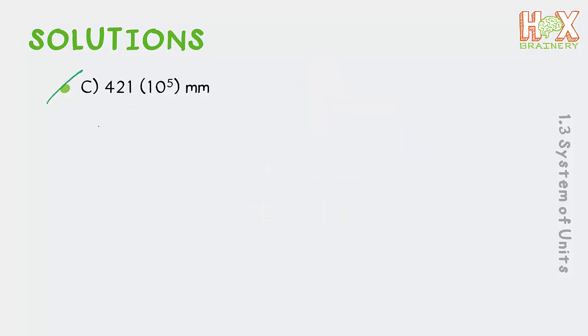And last one like this, part C. So I have 421 times 10 to the 5th power, and here I have millimeters. So I'm going to go ahead and take this prefix and write that as the power of 10. So I have 10 to the negative 3rd power meters.